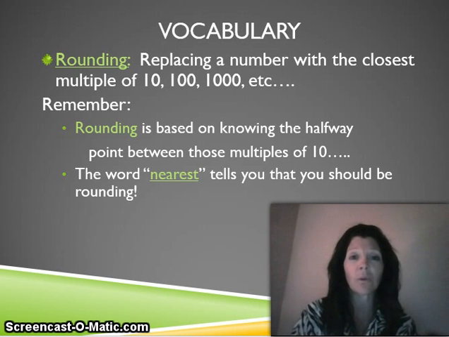So when you hear that word nearest, make sure you know that that's a clue word that you're going to round. Take a moment, write that and the subsequent information, which is that rounding is based on knowing the halfway point and that the word nearest is a clue word. Write that information down in your journal. Pause the video. When you're ready, start it again.